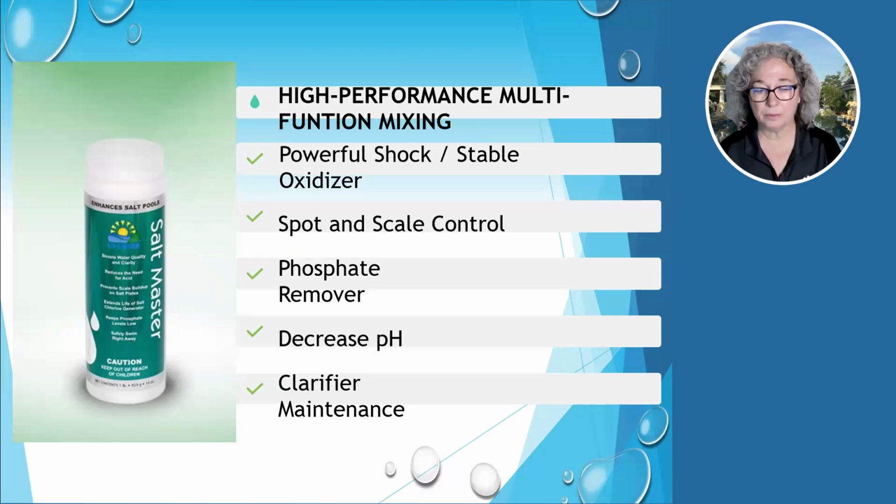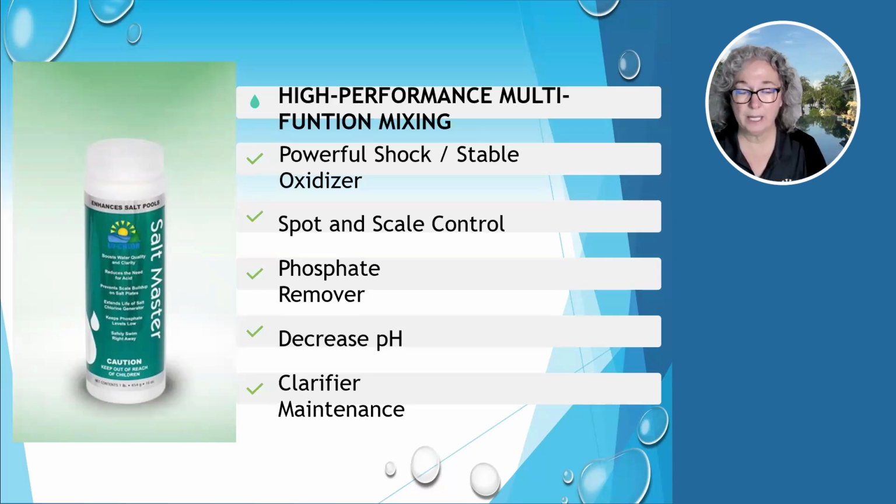Spot and scale control. In your salt chlorine generator, you got a lot of scale that builds up. Even though it has reverse polarity, you still have the scale buildup. This will help with that. It's a phosphate remover. Now, if you have 3,000 parts per billion in phosphates, this is not going to help you as much, but it's going to keep it in the lower levels. So if you do have a phosphate problem, this will keep it low.